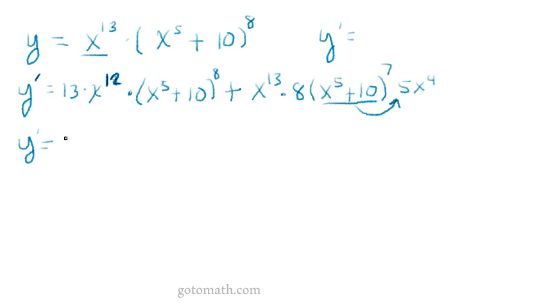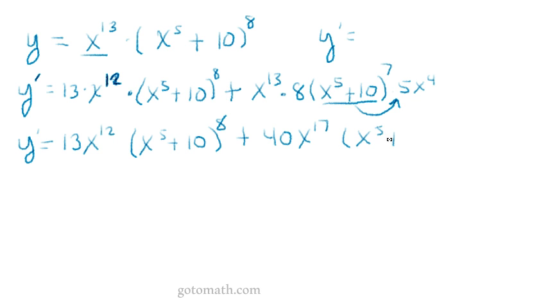I'm going to write this one more time. We have x to the 5th plus 10 raised to the 8th power plus, now I'm going to bring this stuff here out front. And that's going to be 5 times 8 is 40. X, add exponents, 12 and 4... 13 and 4 is what, 17, right? And then rewrite what's in parentheses here, so we're just kind of simplifying down.